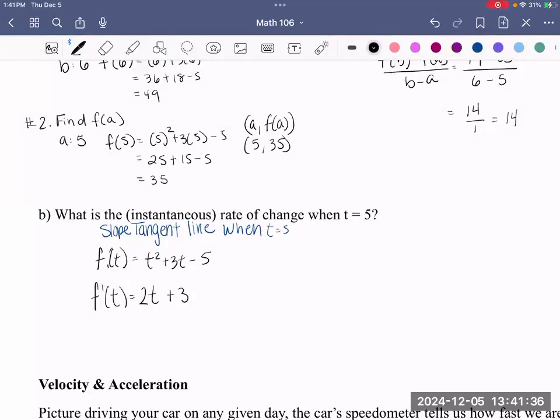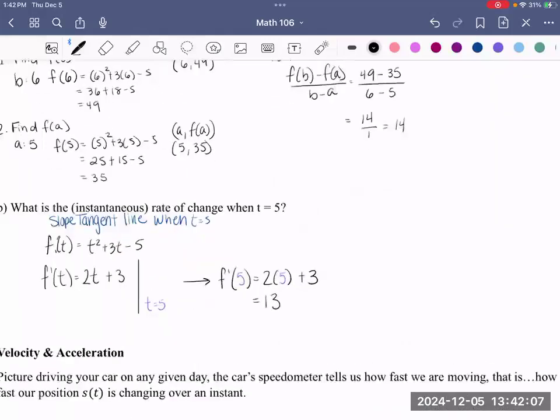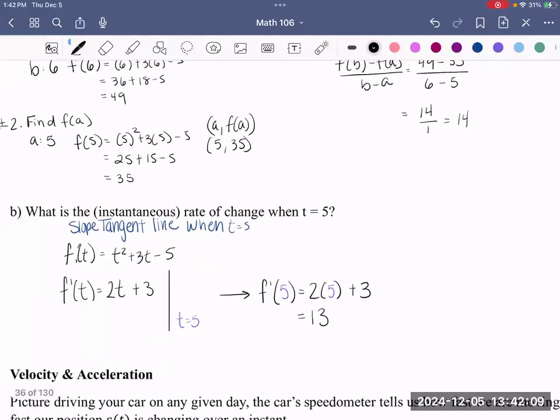So we should get 2t plus 3. Now let's evaluate when t is equal to 5. So f prime of 5 is equal to 2 times 5 plus 3. So we get 13 here. At that particular instance, the slope of your tangent line is 13.